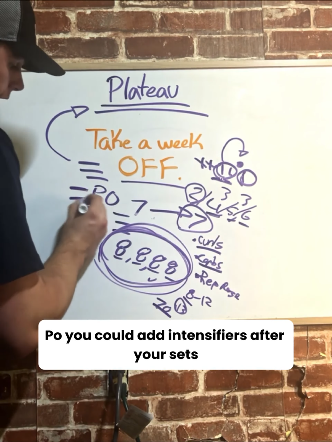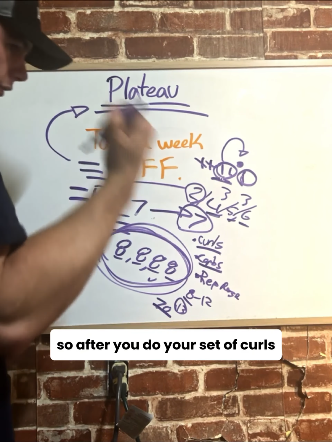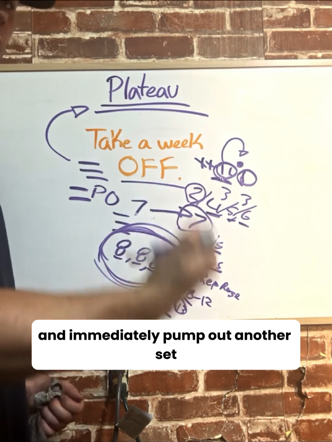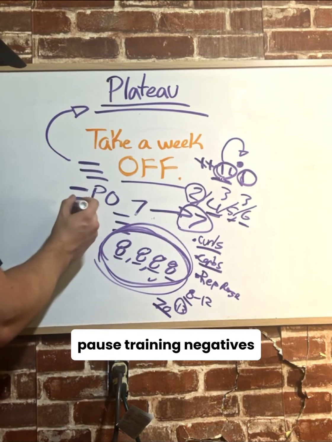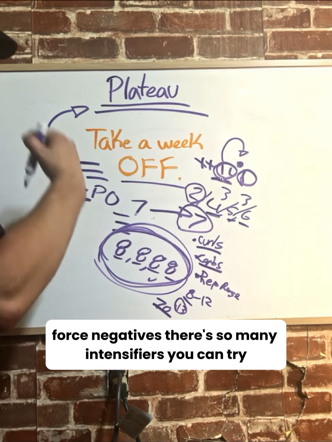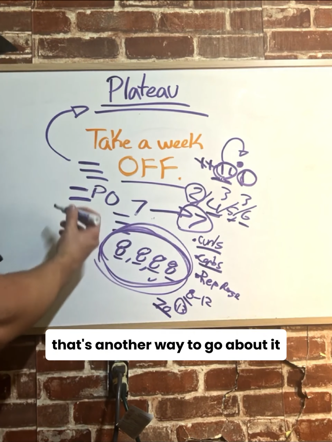You could add intensifiers after your sets. So after you do your set of curls, maybe you go and grab a lighter barbell and immediately pump out another set, do a drop set, do supersets, myo reps, rest pause training, negatives, forced negatives. There's so many intensifiers you can try. That's another way to go about it.